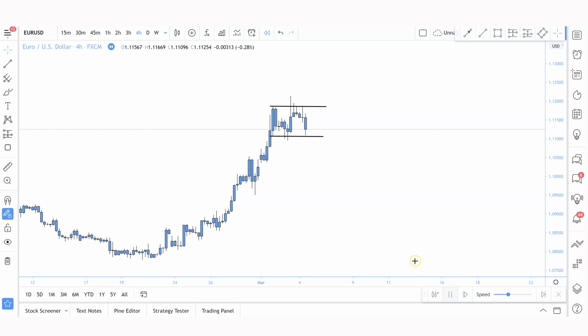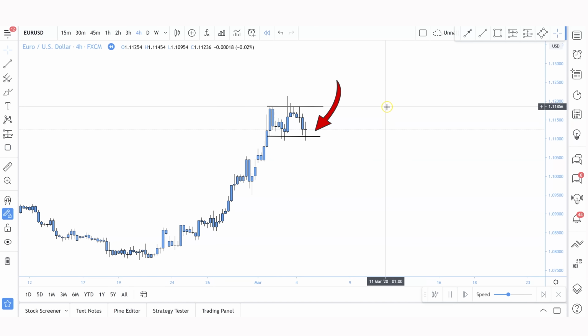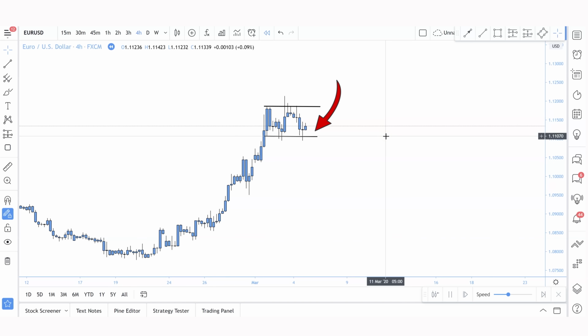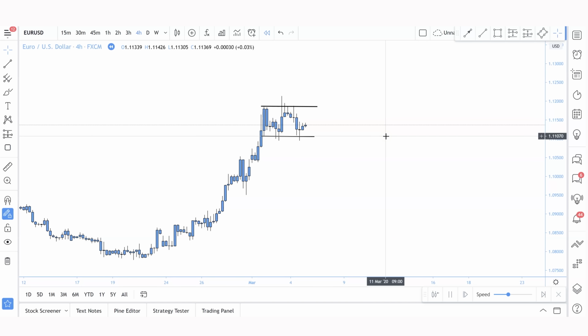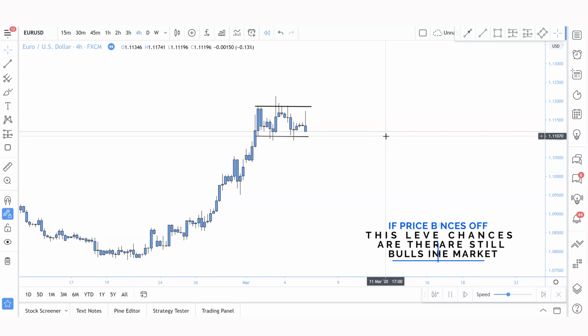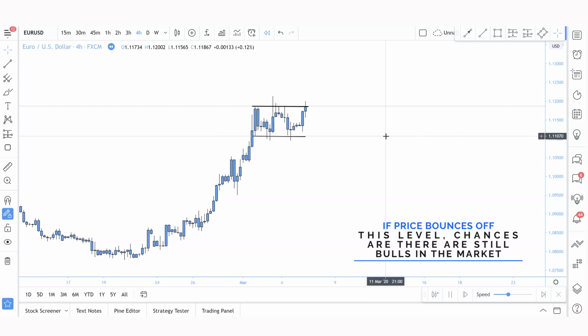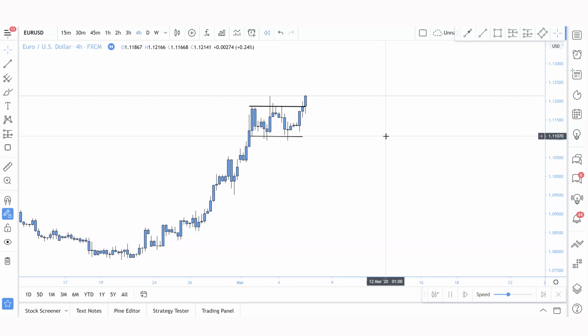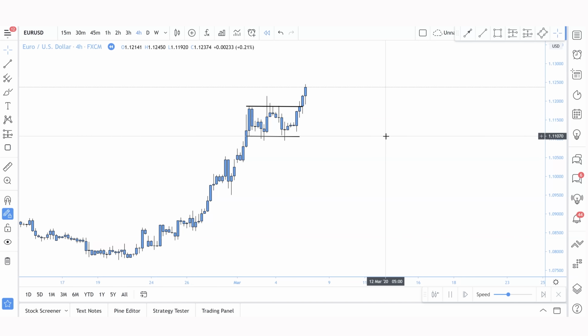Now, taking a sell at the top here is not wise because we have a range where price could come back to and bounce off. If price bounces off of this level, then the chances are that there's still bulls in the market. So what we could suspect happen is the market will continue to go to the upside.